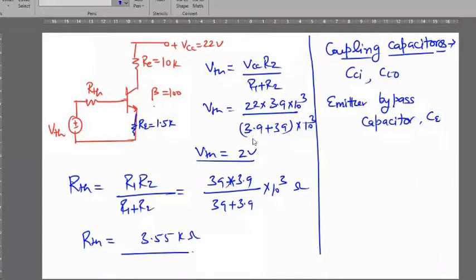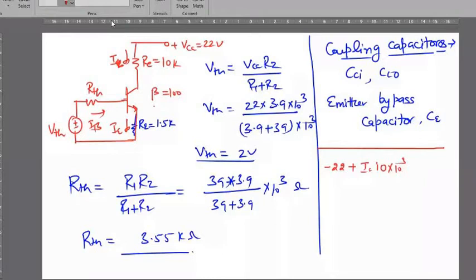Now you can put this value of VTH and RTH, and you can apply KVL equations at the input and output loop simultaneously. So what will that be? Let me explain. It will be plus VCC minus 22, plus, if I consider this current as IC, this current as IE and this current as IB, it will be IC into 10 kilo ohm, 10 into 10 raised to the power 3, plus VCE, plus IE into 1.5 into 10 raised to the power 3 equals 0. This is equation number 1.